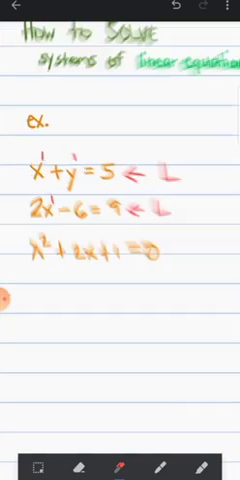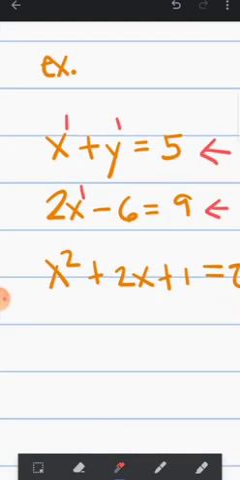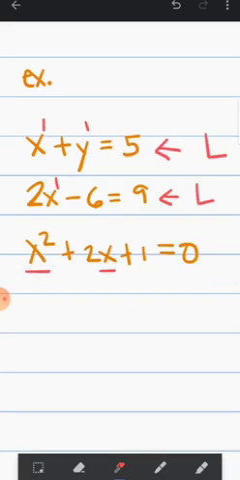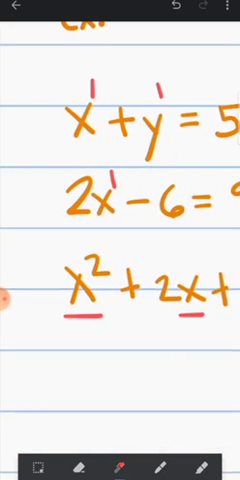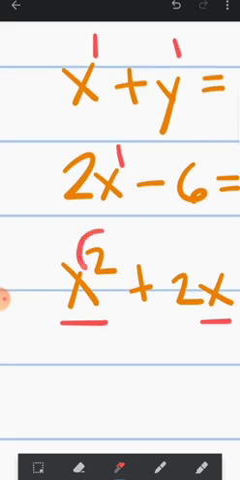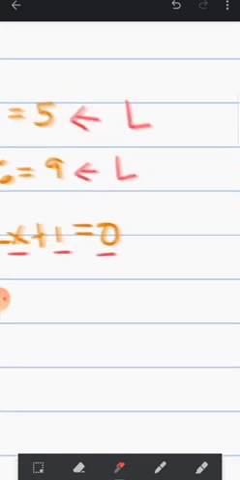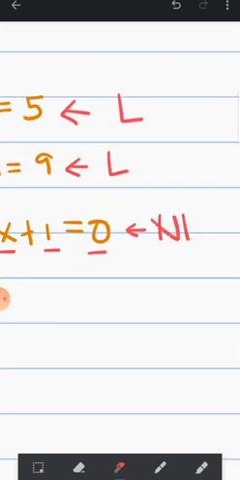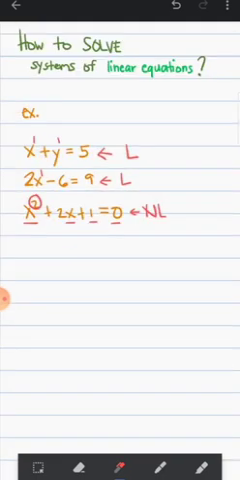Then for the third one, as you can see, this is the variable, this is the variable, and constants. But on the x side, you can see that the highest degree is 2. And it turns out that this is no longer linear. So that's not linear. Why? Because the highest degree is 2.